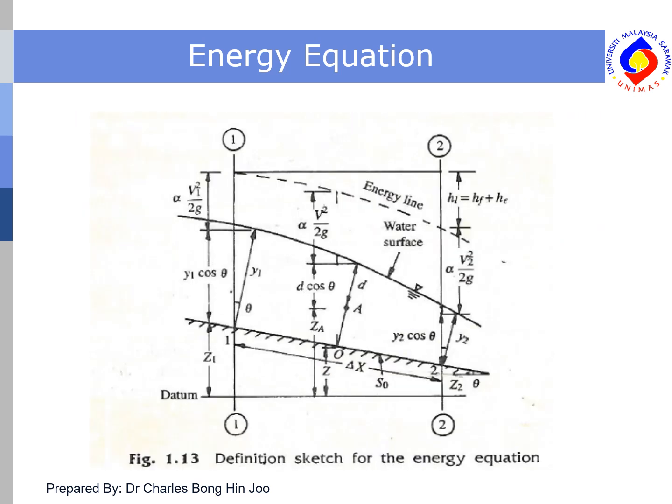Taking the Bernoulli equation between two sections, namely section 1 and section 2, as shown in figure 1.13, the total energy at section 1 is given as Z1 plus y1 cos theta plus alpha V1 squared over 2g, while the total energy at section 2 is given as Z2 plus y2 cos theta plus alpha V2 squared over 2g plus the losses, given here as HL.